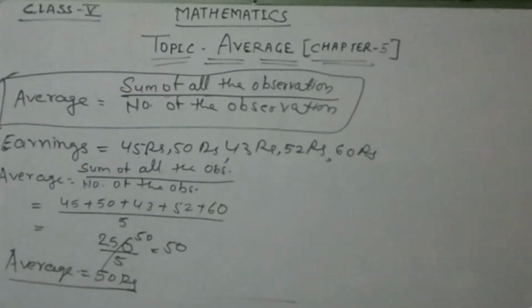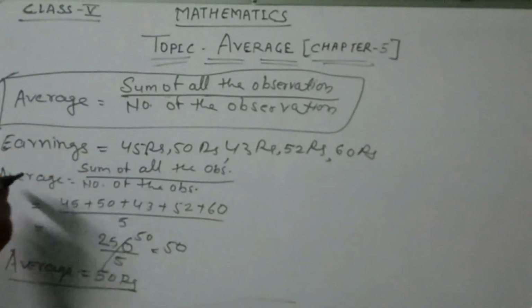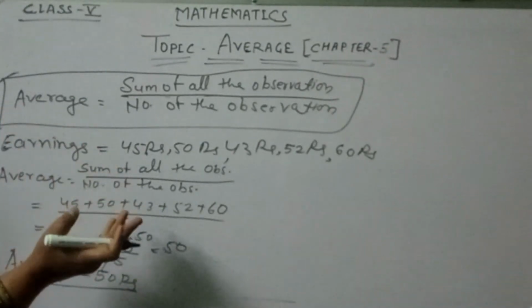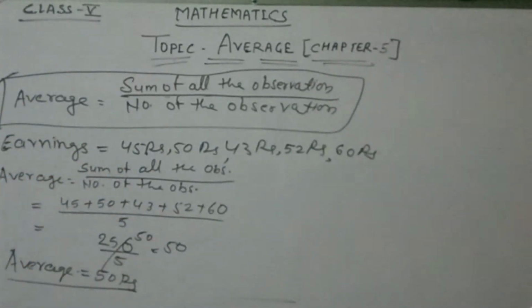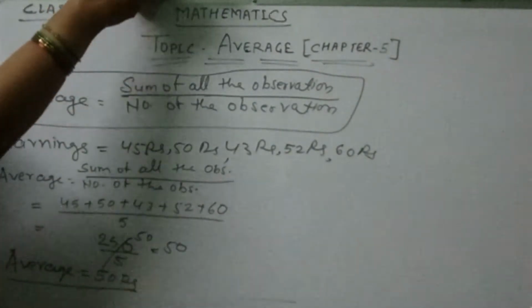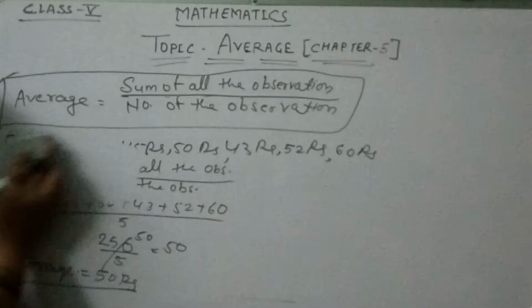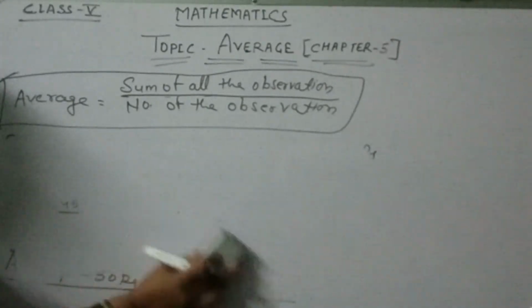Okay, you only have to write this formula: average is equal to the sum of all the observations divided by the number of observations. After that you have to add all the numbers together and then divide by the total quantity, meaning how many numbers are given there. Okay, now the second question from your book.